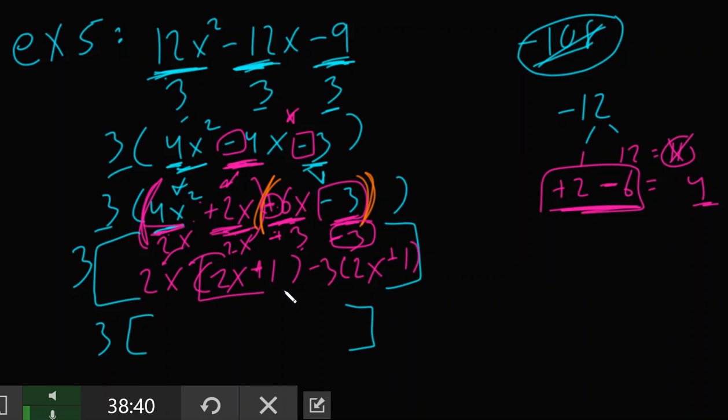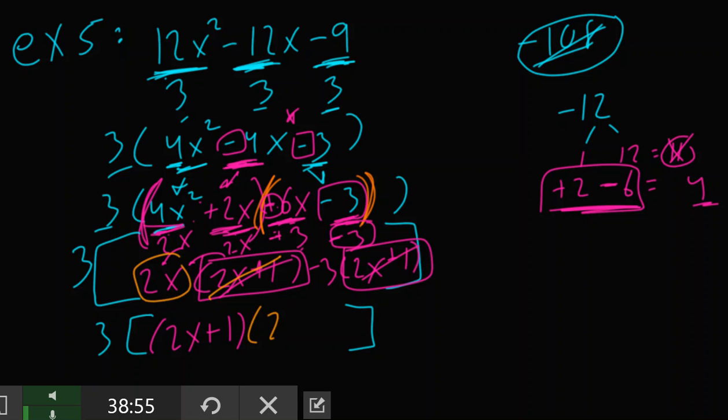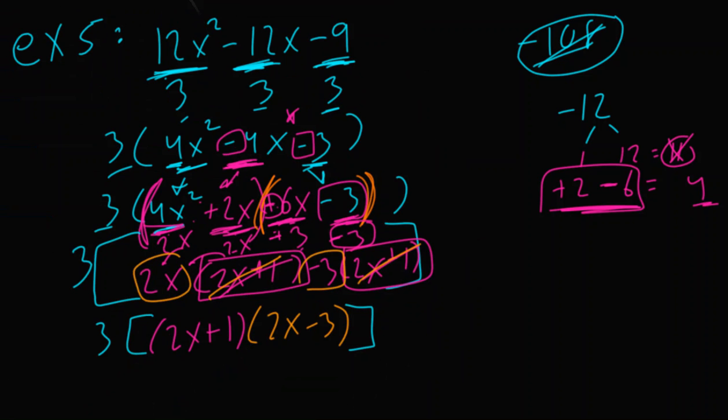Do we have factors in common? Well, 2x plus 1 and 2x plus 1. When I factor out 2x plus 1, it goes right there. And what are my leftovers? Well, the first one is 2x, and the second one is minus 3. Okay. Now, from here, let's finish off this problem. We could literally leave it like this. That is the most factored version.